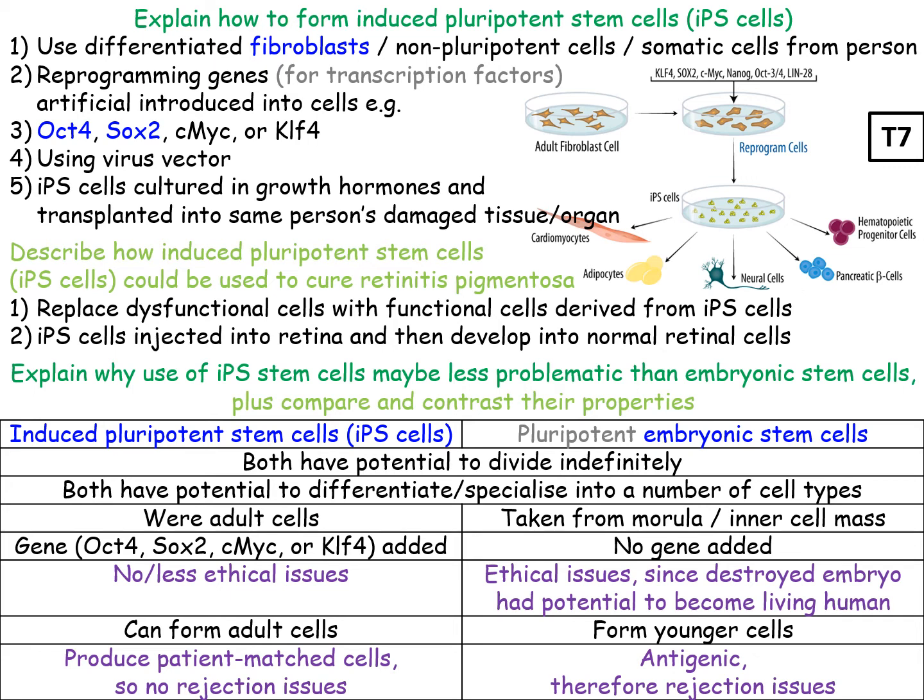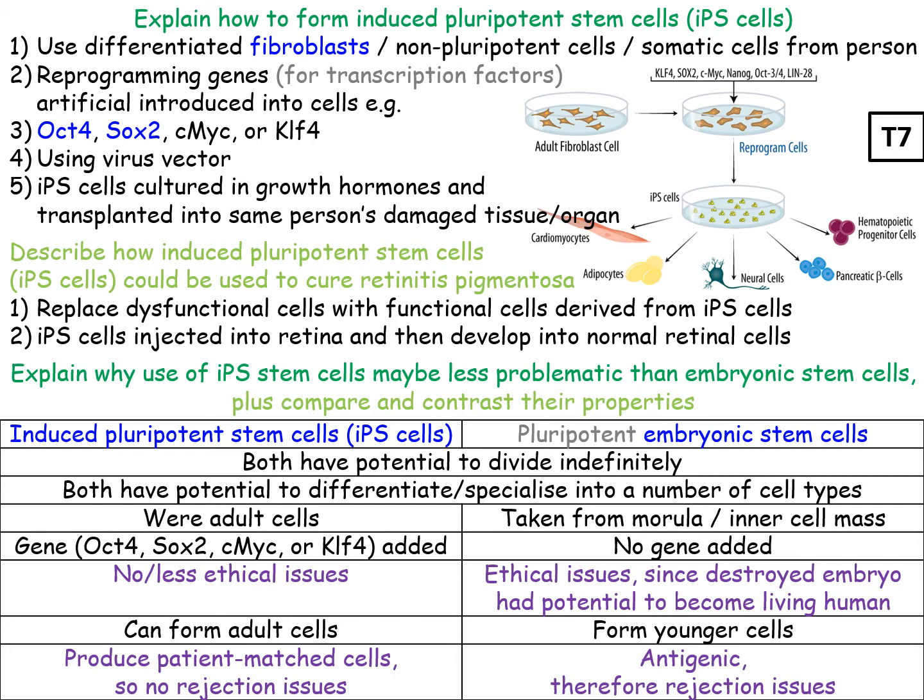The iPS cells were adult cells. They were cells, or somatic cells, taken from the body, whereas the pluripotent embryonic stem cells were taken from the morula or the inner cell mass of the blastocyst, and that's why they are pluripotent. No gene is added for these embryonic stem cells. However, you have to add genes such as OCT4 and SOX2. So these are the reprogrammed genes for transcription factors.